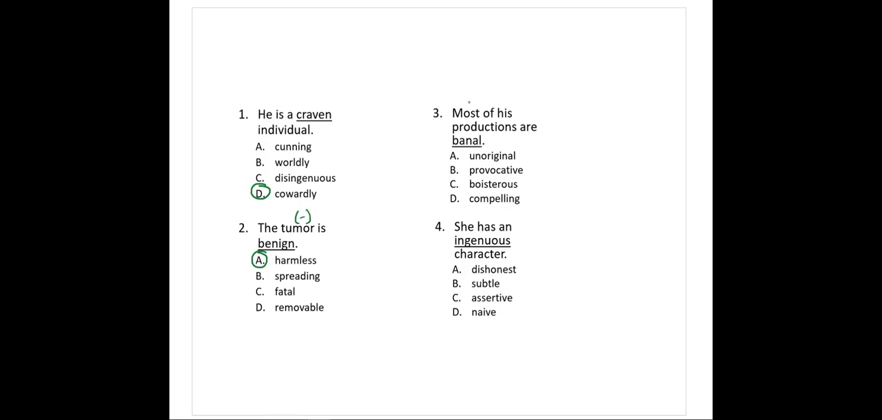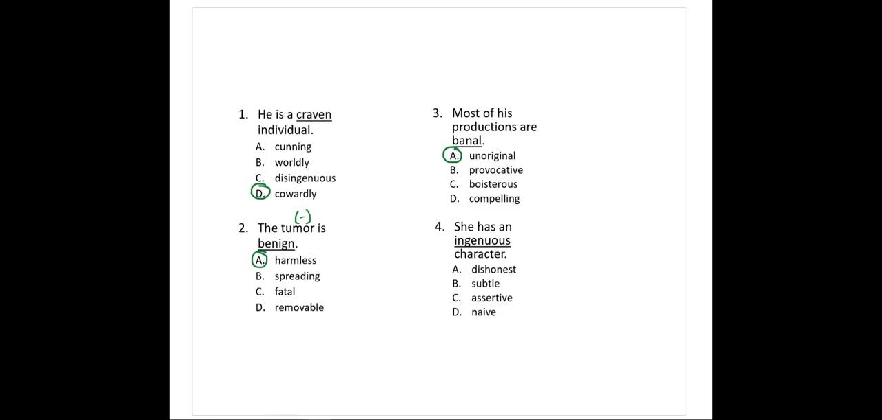Number 3, most of his productions are banal. A banal production is boring, something that does not bring any new ideas to the table, something that has been done before. So the best answer is going to be unoriginal. Provocative is a common GRE word, which basically makes you think. It provokes you. That's the root word. The verb provokes you to think of something new. It's kind of the opposite of unoriginal, not entirely the opposite, but kind of. Boisterous means a lot of energy, maybe a lot of laughing. Compelling just means interesting.